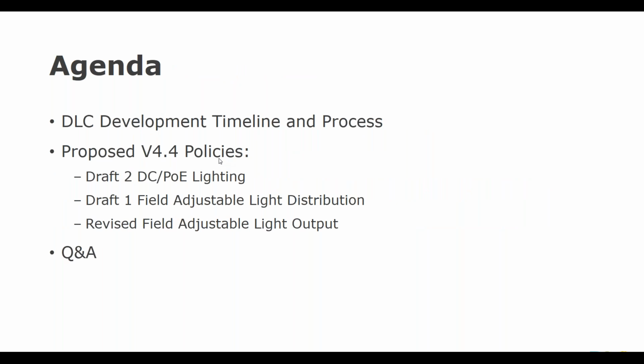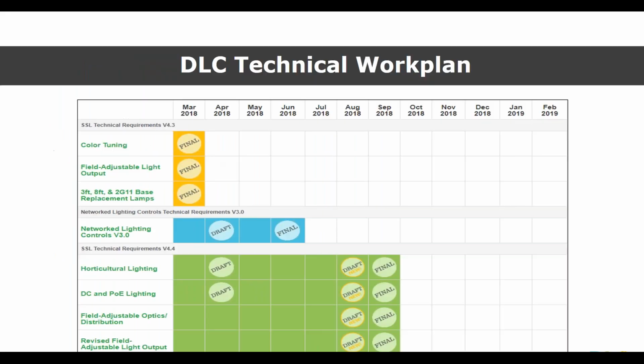The agenda is, first we will start by providing an update on the development timeline for these policies and the process. We'll then provide an overview of each of the policies, starting with DC PoE, and then field adjustable light distribution, and then field adjustable light output. And then as time allows, we will have a verbal Q&A session.